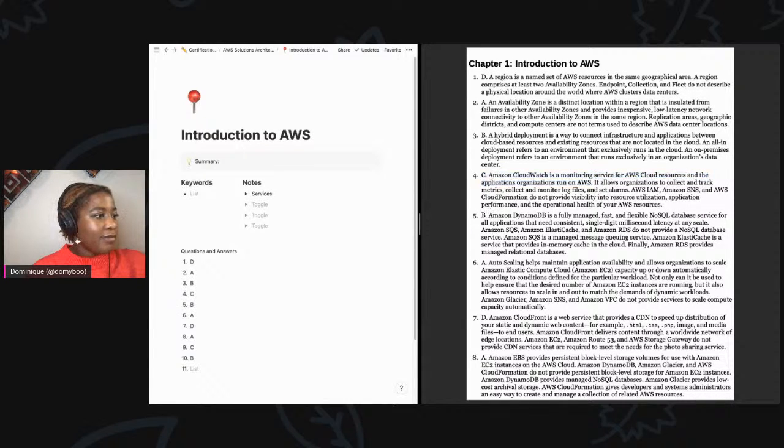5 is B, DynamoDB. DynamoDB is a fully managed, fast, and flexible NoSQL service. So I got that right. I remember I was trying to differentiate between that and I think it was Redshift, but I know Redshift is a relational database in comparison to this one. 6 is A, which is auto-scaling. Auto-scaling, again, helps you dynamically.